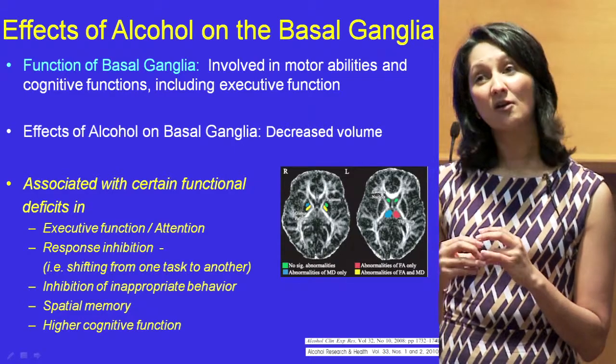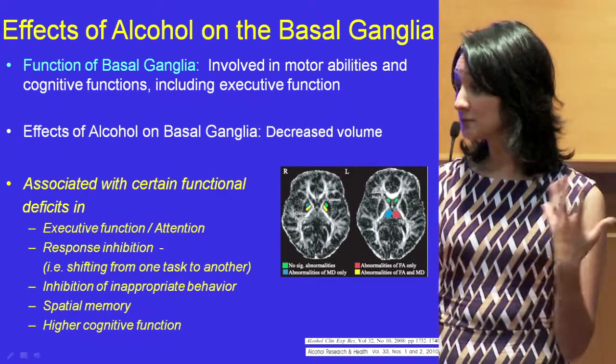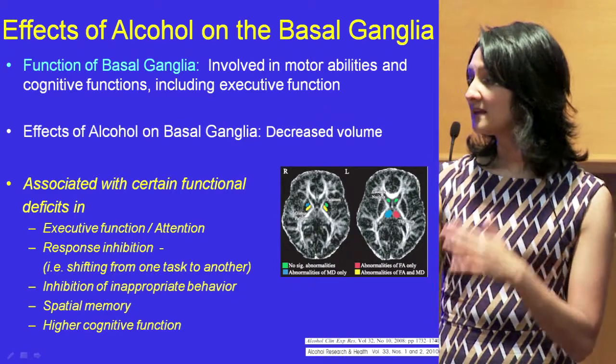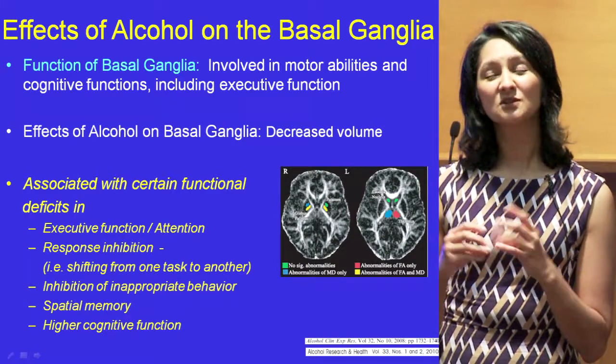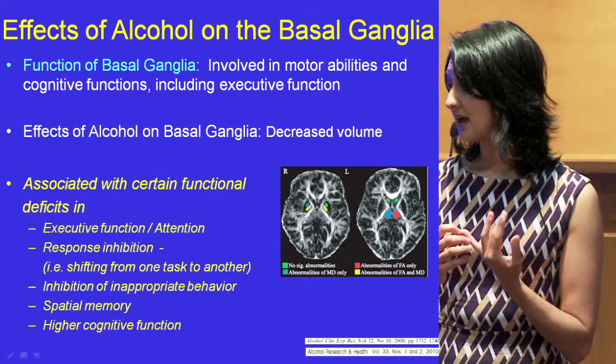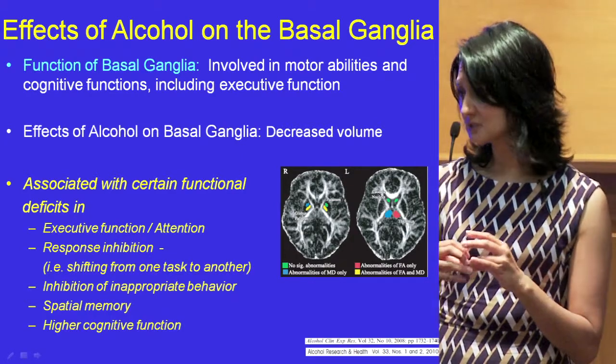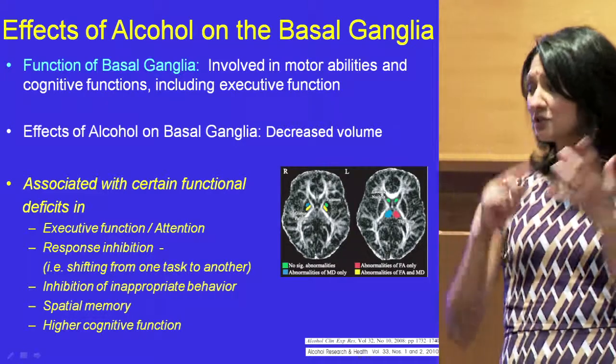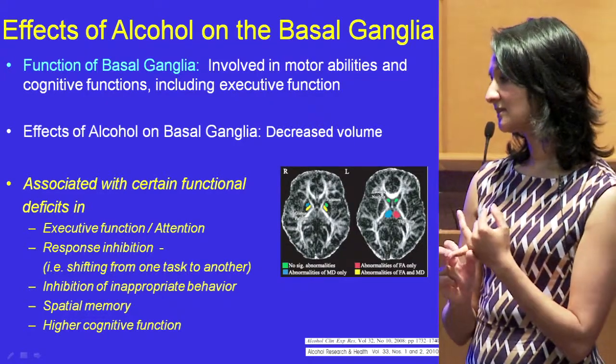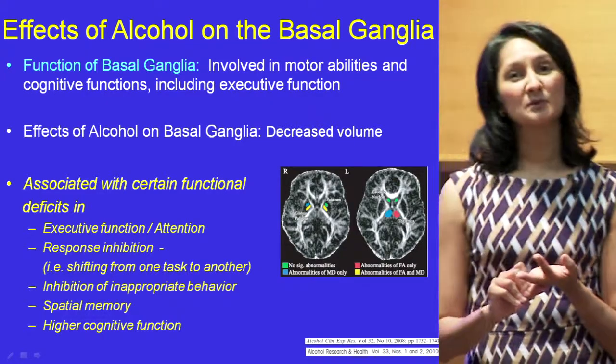Children who have been prenatally alcohol exposed can have smaller volumes of the basal ganglia, and that results in certain functional deficits, so lots of motor deficits, so difficulties in coordination and balance, as well as, because of the connections to the frontal lobe, these kids have deficits in executive function and attention, difficulty with response inhibition.